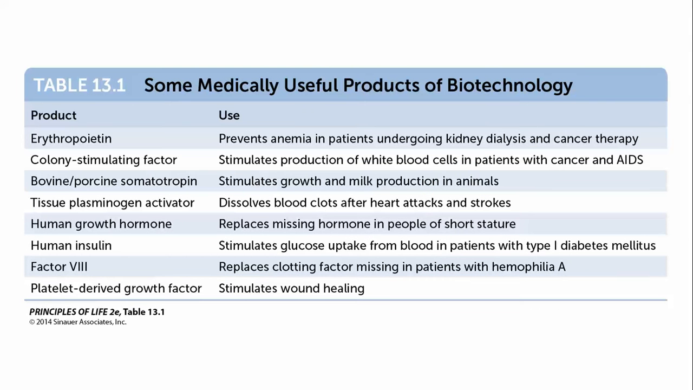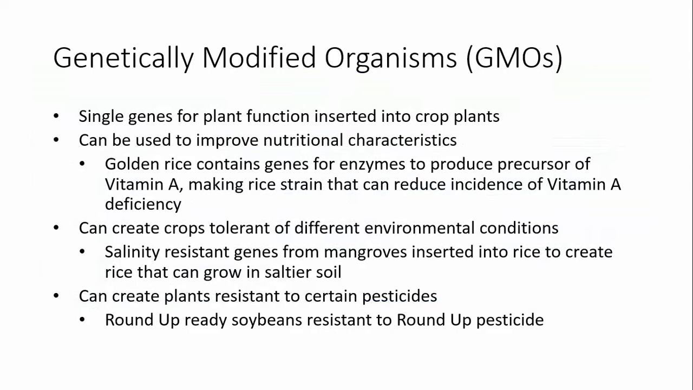So, there are a number of different chemicals that we can make with farming. Erythropoietin is involved with red blood cells, so you can use it to prevent anemia in patients. I mean, you can pause this video and read through. Human insulin is there. There are all these medically useful chemicals that we can produce using farming.